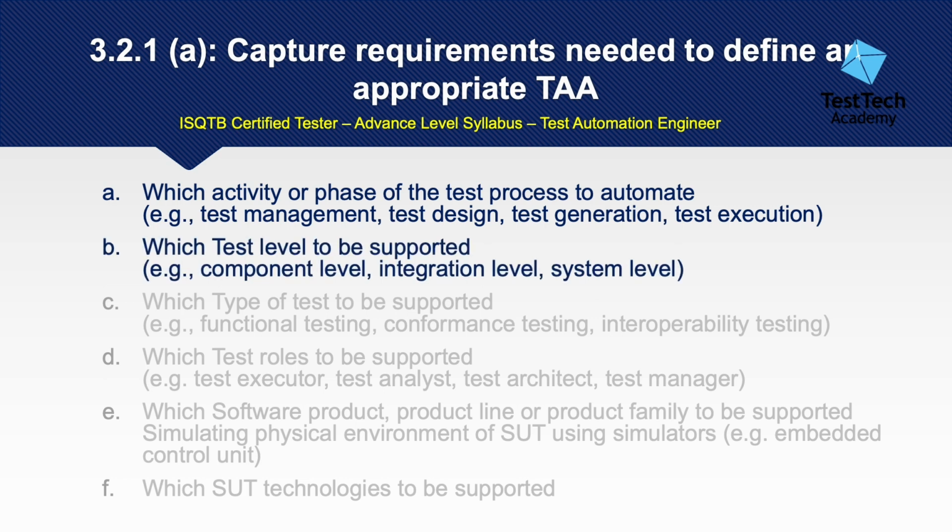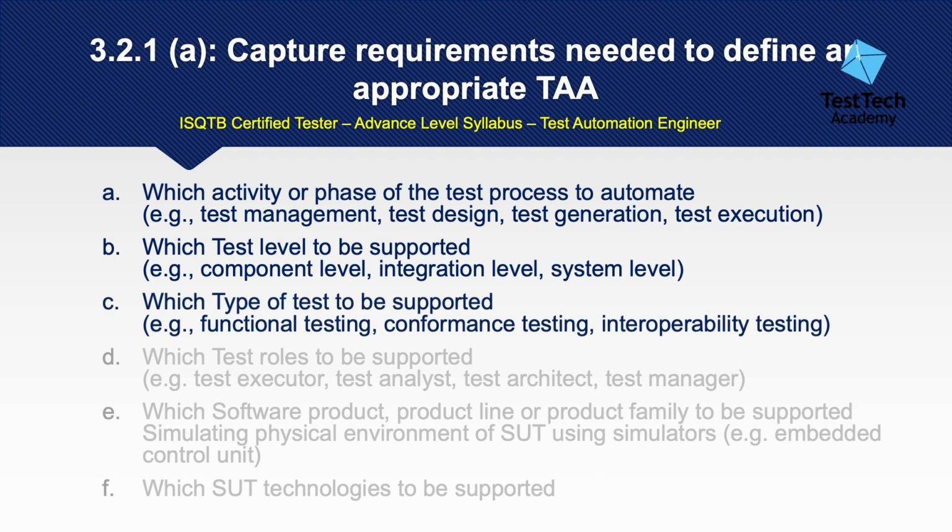Next, we need to determine which test level should be supported by the automation. This could range from component level testing to integration level testing or system level testing. For example, if we are automating component level testing, we'll need to ensure that our automation solutions can interact with individual software components and verify their functionality in isolation.